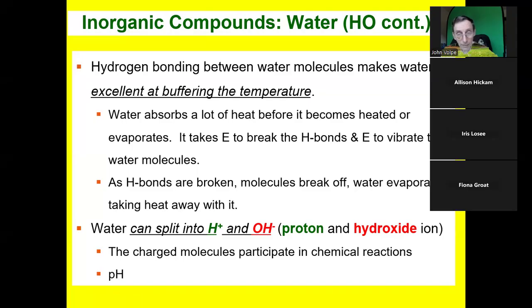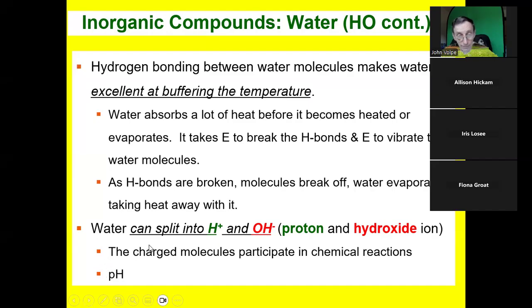All right. On the planet Earth, water can actually split from H2O to H+ and OH-. This H+ is actually a proton. The electron of the hydrogen goes to the OH- group, and this we call the hydroxide ion, the hydroxyl group with an extra electron having a -1 charge. That positive charge there is +1. The charged molecules participate in chemical reactions and actually give water its pH.